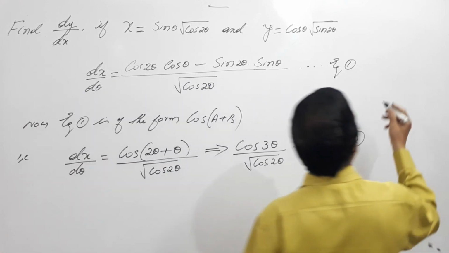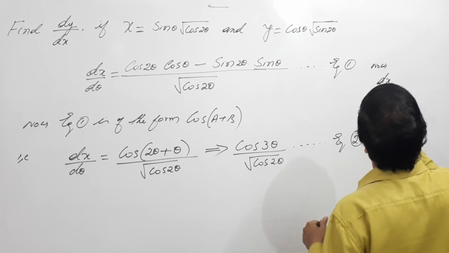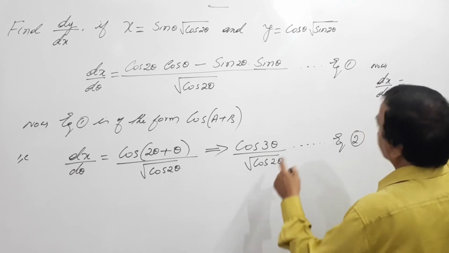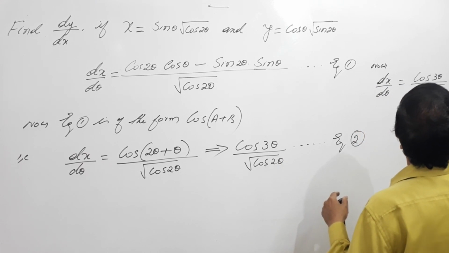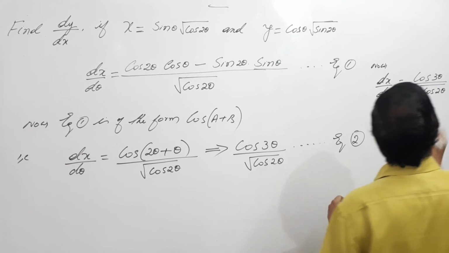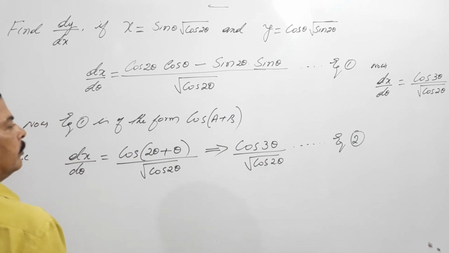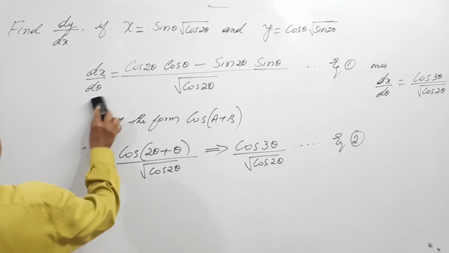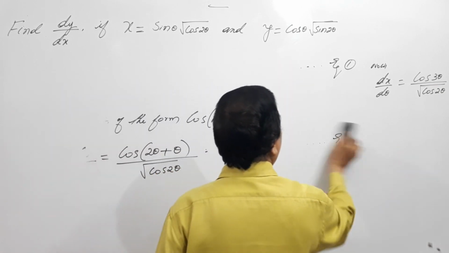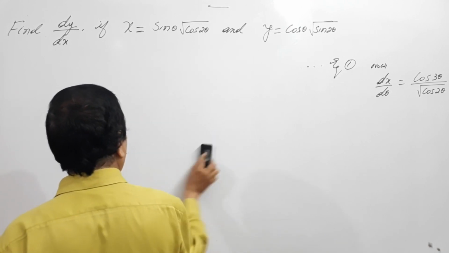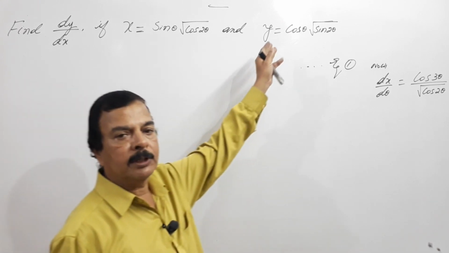Somewhere I'll make a note. Now dx by d theta equals to what? That is cos 3 theta by under the root cos 2 theta. Please make a note. Done. Now dx by d theta is over. Now let us find out what is dy by d theta.